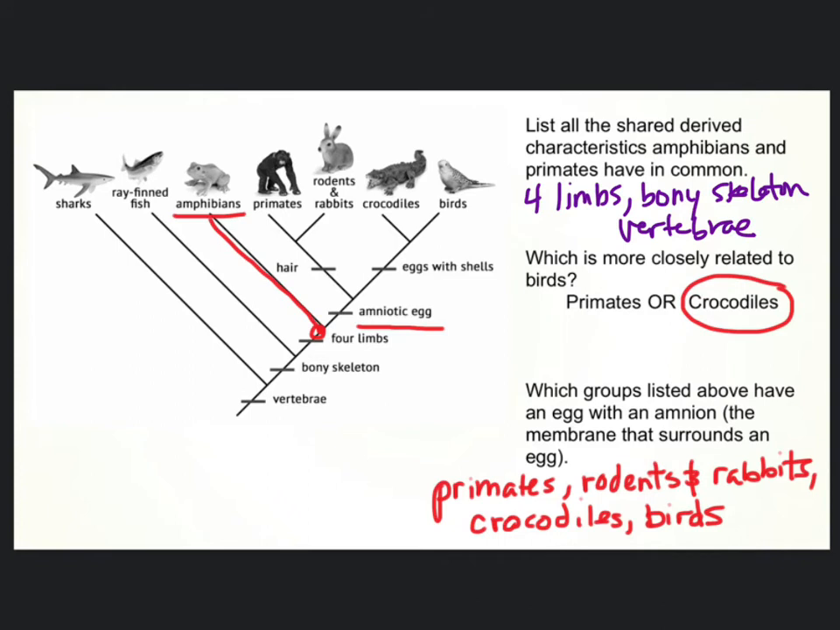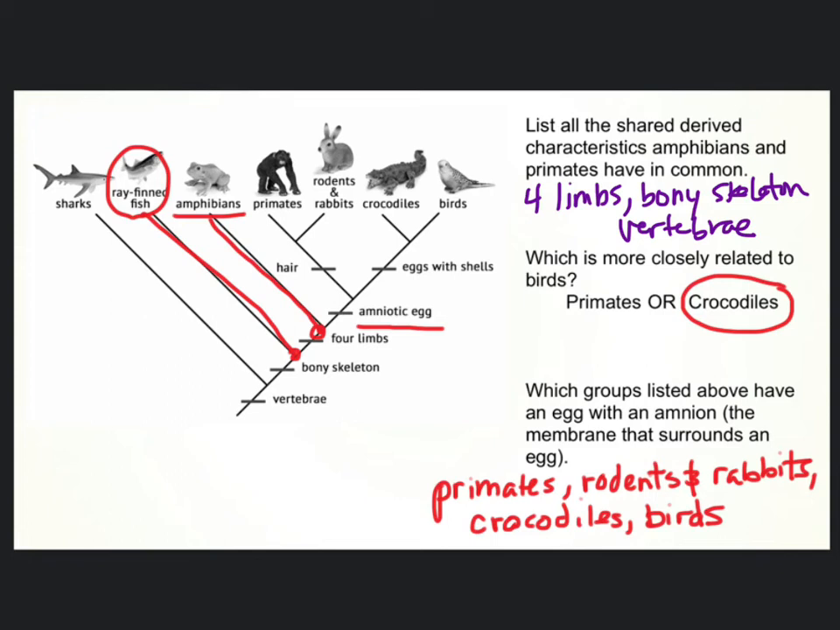In water. They have to lay them in water. They don't have an amnion to keep those eggs from drying out. Fish also don't have an amnion. Fish eggs have to be in water. If you get them out of water, they'll dry up.